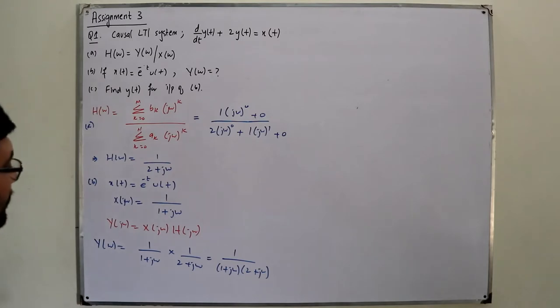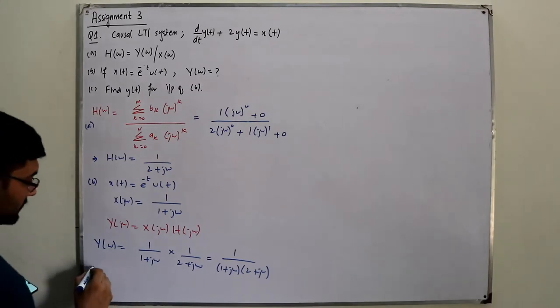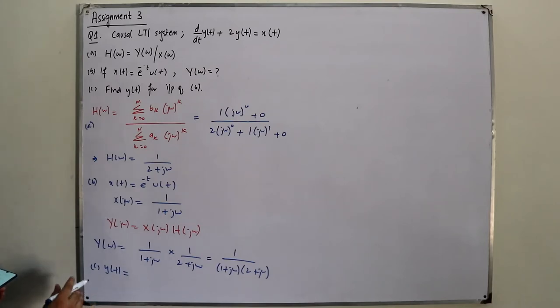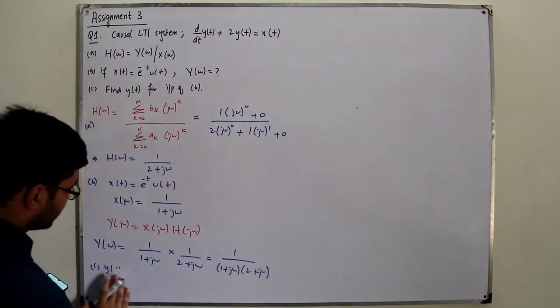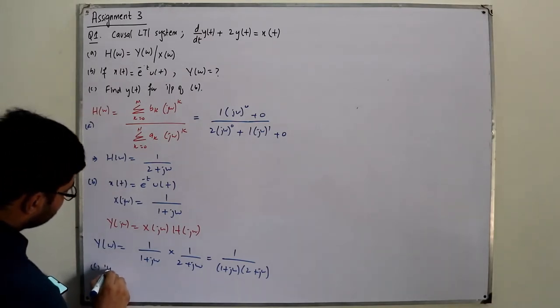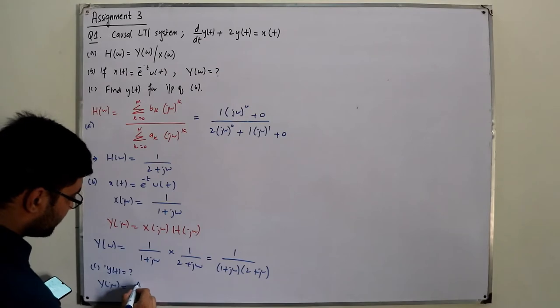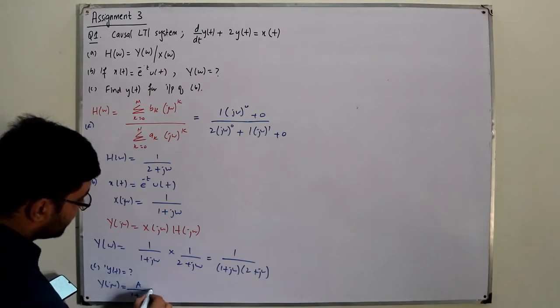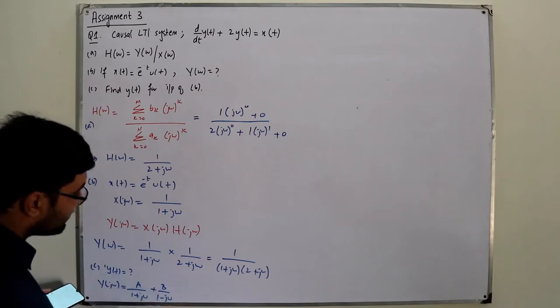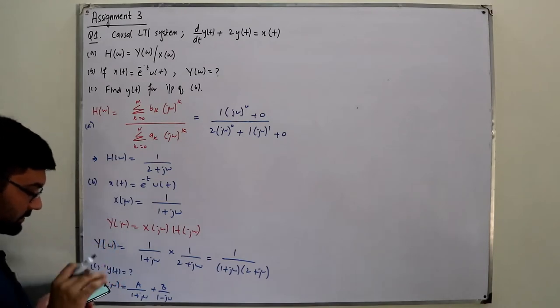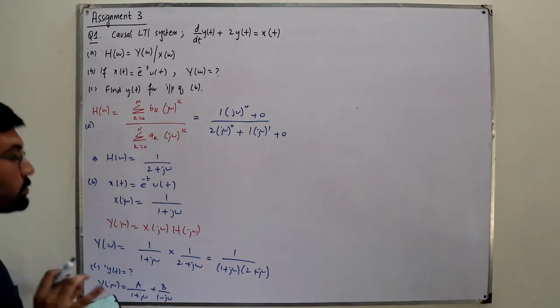Part number C. So y of t is unknown. For y of t, you need to take the inverse of y of j omega. And how do you do that? You do that by doing the partial fractions. So you need to take y of j omega and solve it by partial fractions: a upon 1 plus j omega and then plus b upon 2 plus j omega. So you put j omega equal to whatever you have to put. The value of a is 1, the value of b is minus 1.